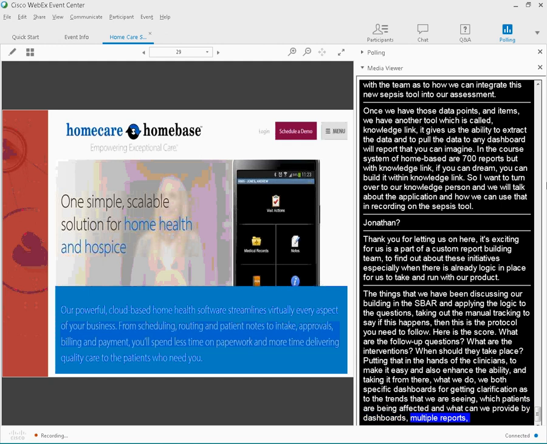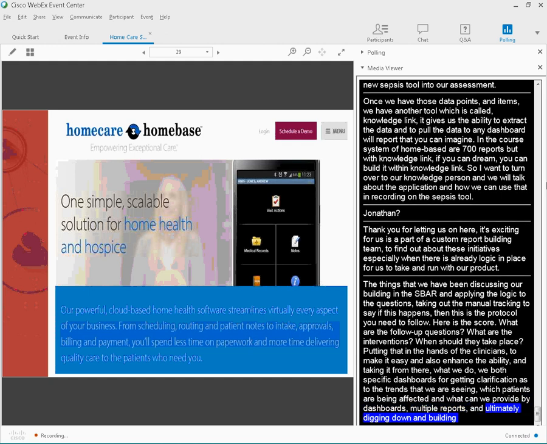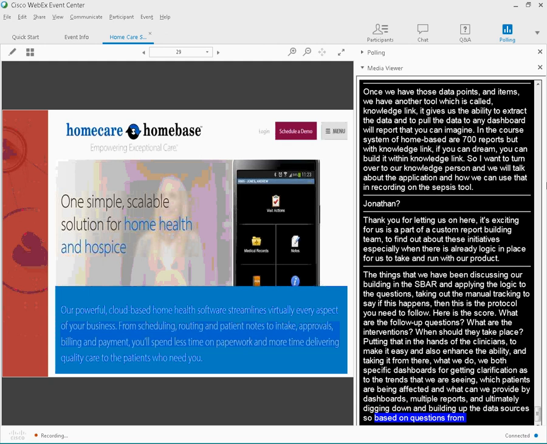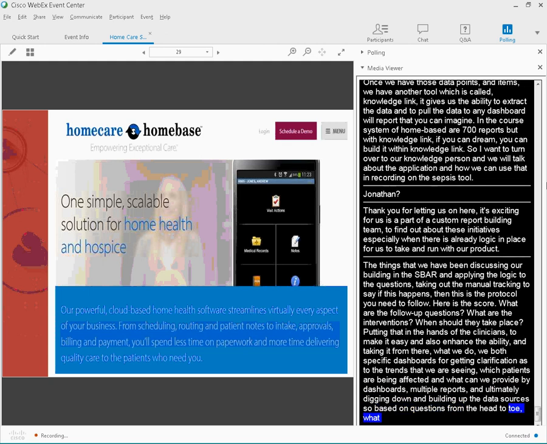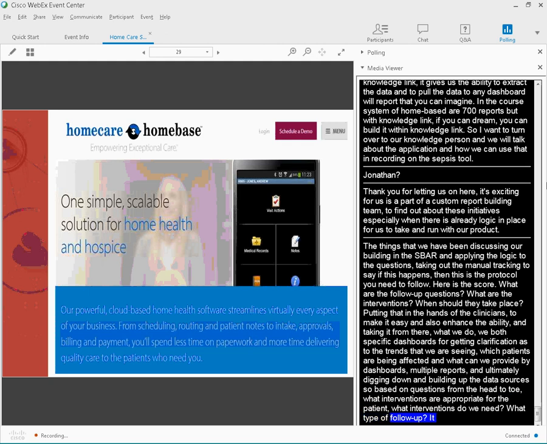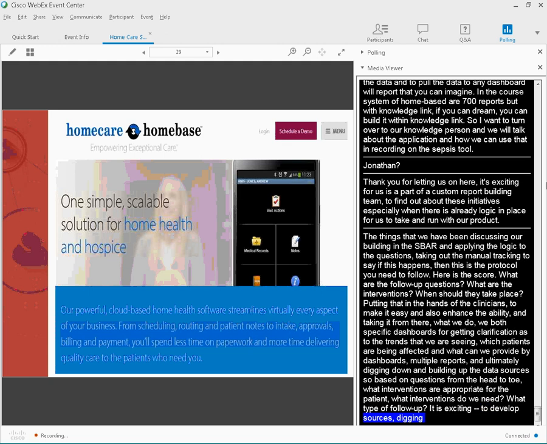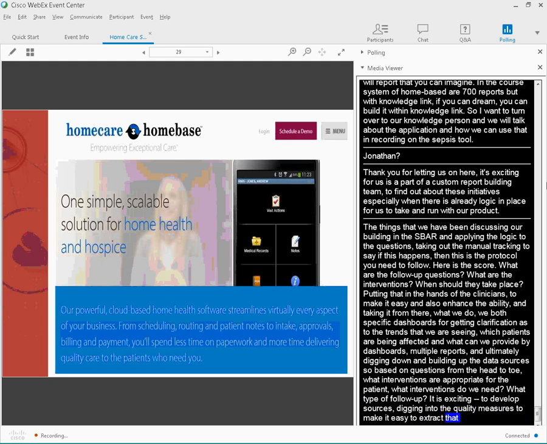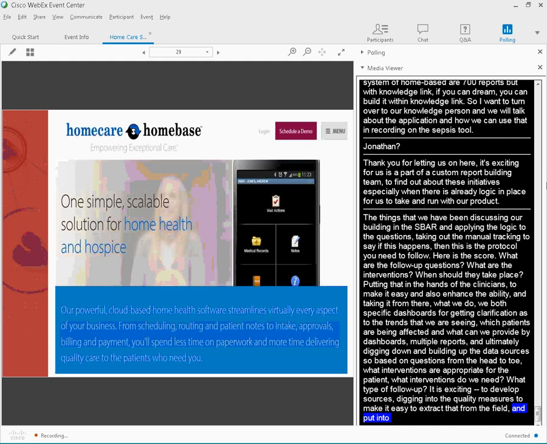So based on questions from the head to toe, what kind of interventions are typically appropriate for this patient depending on where their sepsis score is, what interventions do we need, what type of follow-up do we need. So it's really exciting for us to dig into the details, like I said, and develop specific data sources, if it's a cube source, if it's a relational data source, digging into the quality measures and making it easy to extract that from the field and, like I said, put it into the hands of everyone who's monitoring those patients and those specific diagnoses.